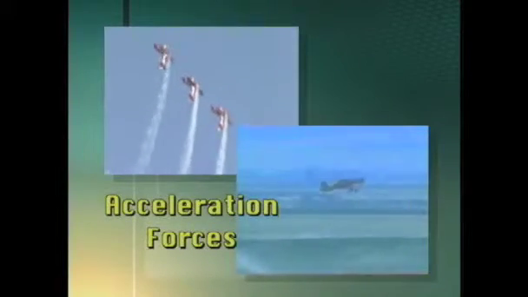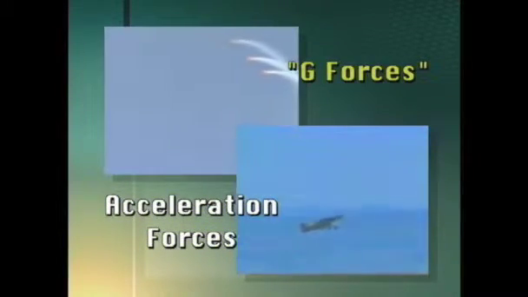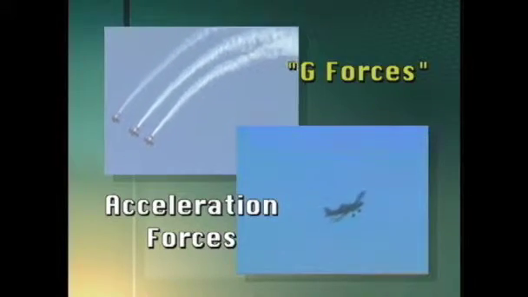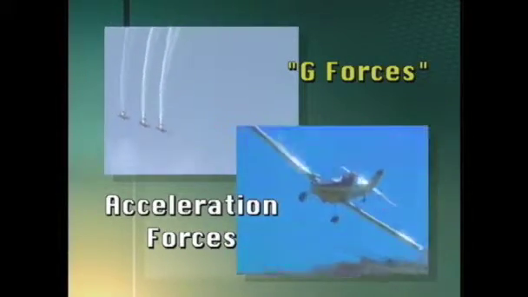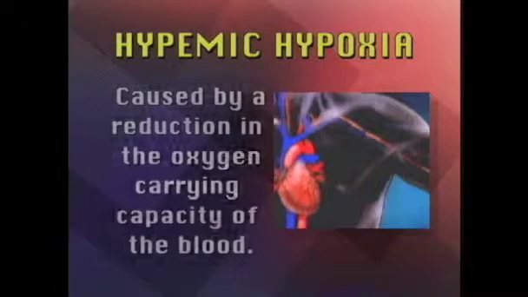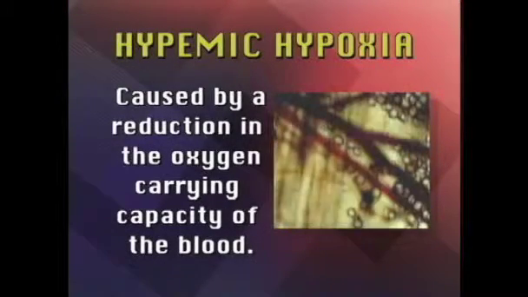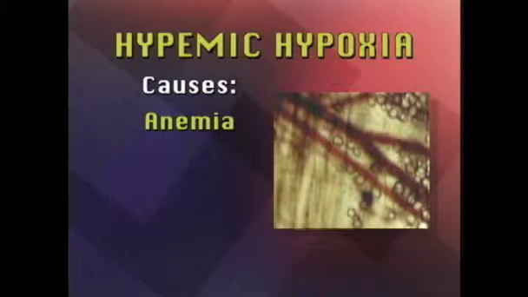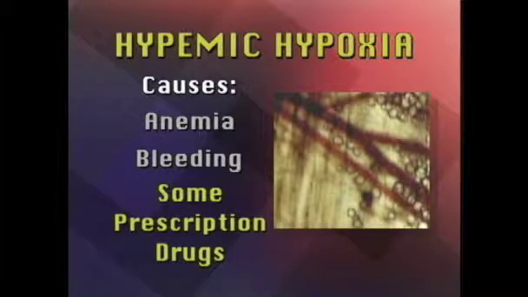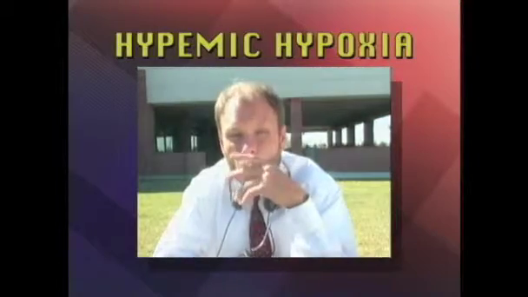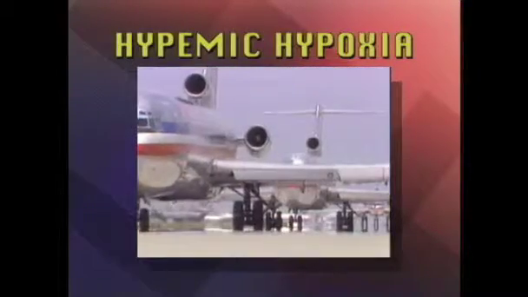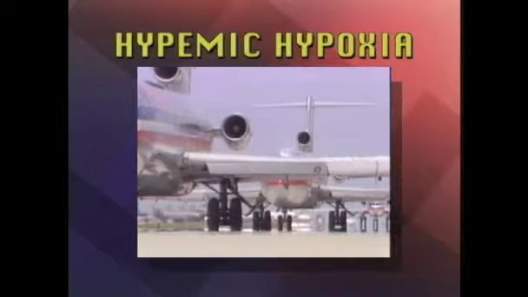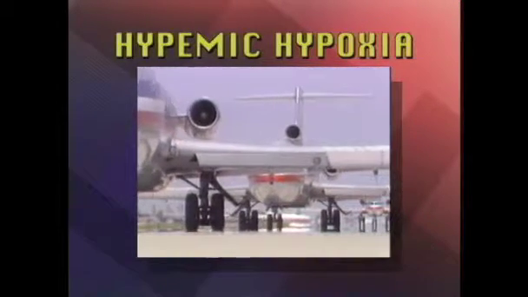Aerobatic and agricultural flying expose pilots to acceleration forces commonly called G-forces that can result in this type of hypoxia at the brain level. Hypemic hypoxia is caused by a reduction in the oxygen carrying capacity of the blood and occurs at the blood level. Anemia, bleeding, and some prescription drugs can cause hypemic hypoxia. Carbon monoxide exposure due to smoking or cabin contamination with engine exhaust fumes can also cause this type of hypoxia.